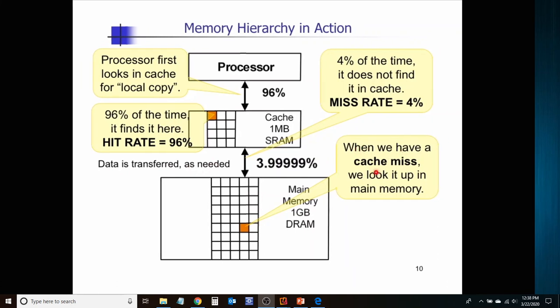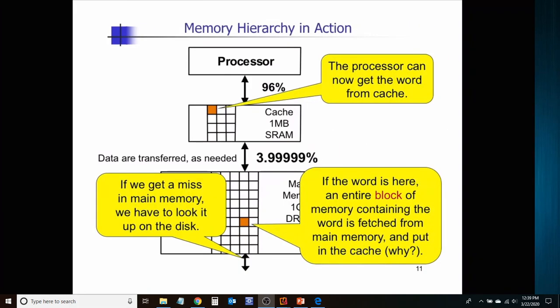So when we have a cache miss, we are going to look at it in the main memory. So if we had a cache miss, we are going to bring that block to the cache, and the processor can now get the word from the cache and then be able to read it. Now, it could also happen that we might miss it. We might get a miss even in the dynamic RAM. If that is the case, if we get a miss in main memory, we'll have to look it up on the disk or whatever is lower to the dynamic RAM. It could be solid state drive or it could be directly a hard drive.